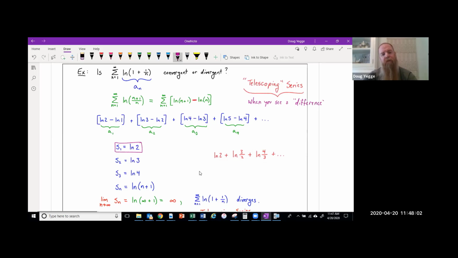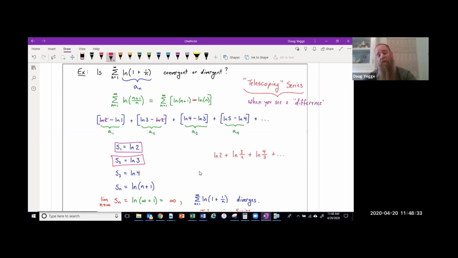So to find S2, that just means let's add together the first two terms. S3 means add together the first three terms. S4 means add together the first four terms. So look at what happens as we do this. When I add the first two terms, notice how ln of 2 and negative ln of 2 cancel. So that means that the second partial sum is the natural log of 3.